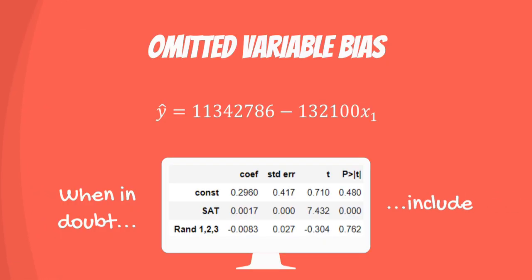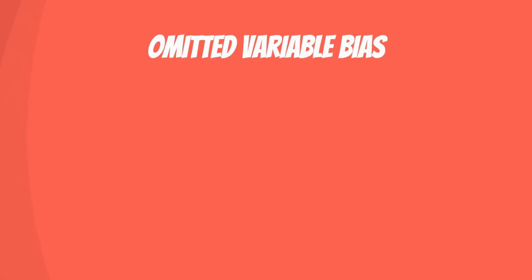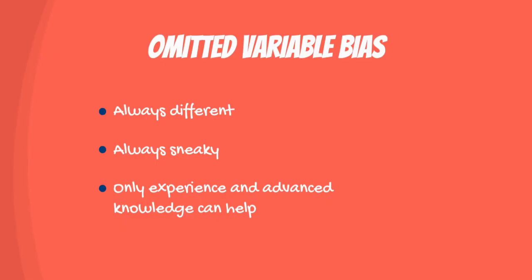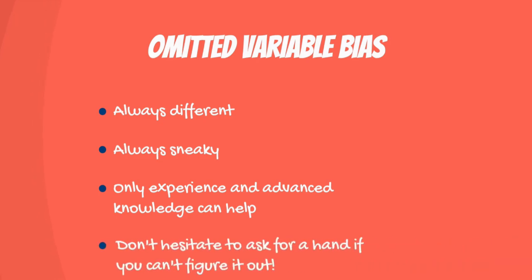What's the bottom line? Omitted variable bias is a pain in the neck. It is always different, always sneaky, and only experience and advanced knowledge on the subject can help. Always check for it, and if you can't think of anything, ask a colleague for assistance.